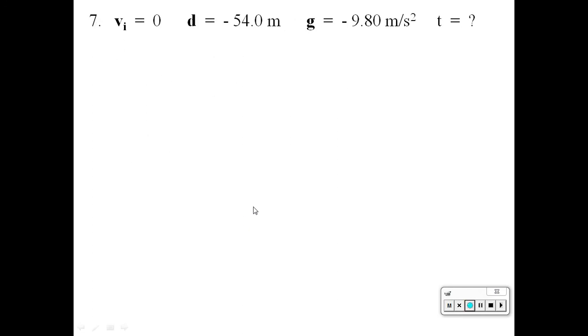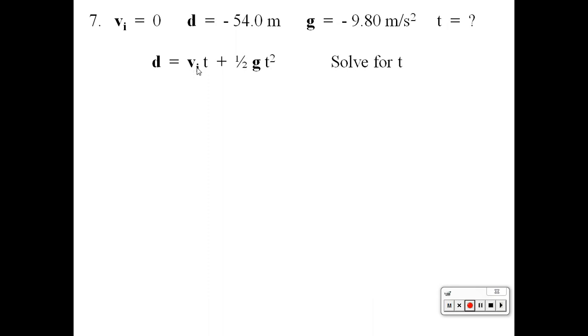Number 7 involves a stone dropped from a cliff. How long does it take the stone to strike the plane? It's displacing 54 meters in the negative direction. These quantities are related by y is equal to v sub i t plus 1/2 g t squared. You need to solve this for the time.